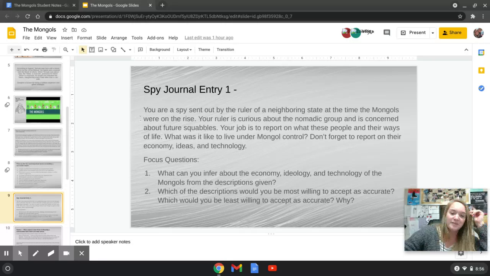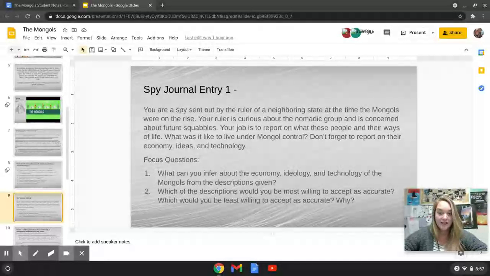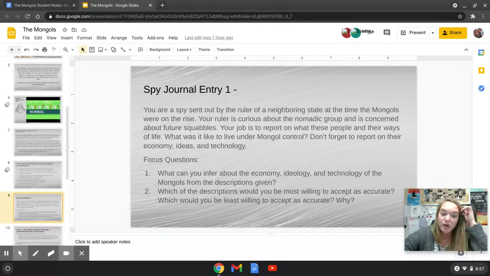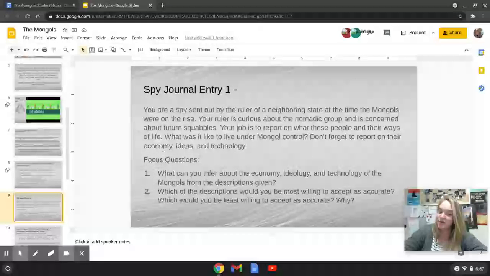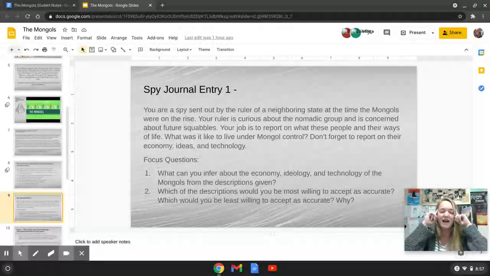I have themed it as like you're a spy, and you've been sent out by the ruler of a neighboring state at the time the Mongols were on the rise. Your ruler is curious about the nomadic group and is concerned about future squabbles. If you know anything about the Mongols, you know they like to squabble. Your job is to report on what these people do, their ways of life, and what it was like to live under their control. These are focus questions. You do not have to answer these, okay? These are just trying to get your mind focused on the assignment.